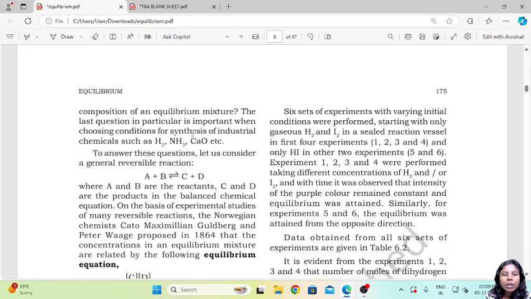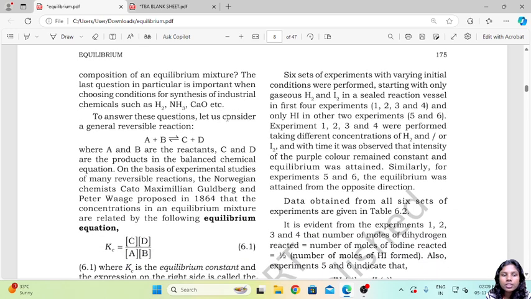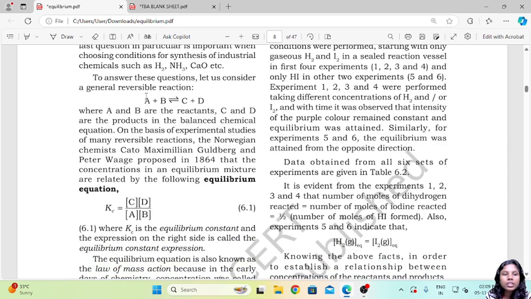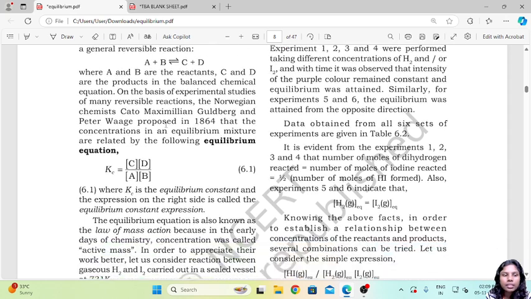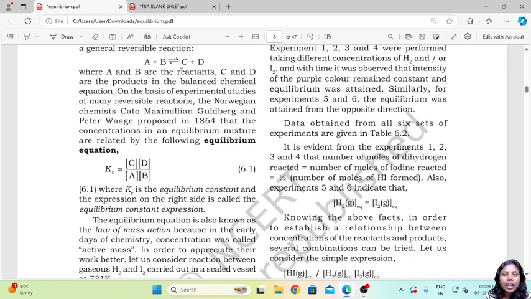Now to answer these questions, we have to look at a general reversible reaction. Say we have reactants A and B which give us products C and D, where A and B are the reactants and C and D are the products in the balanced chemical reaction.